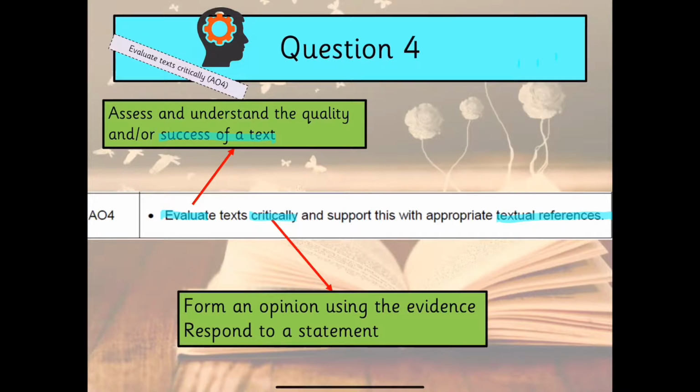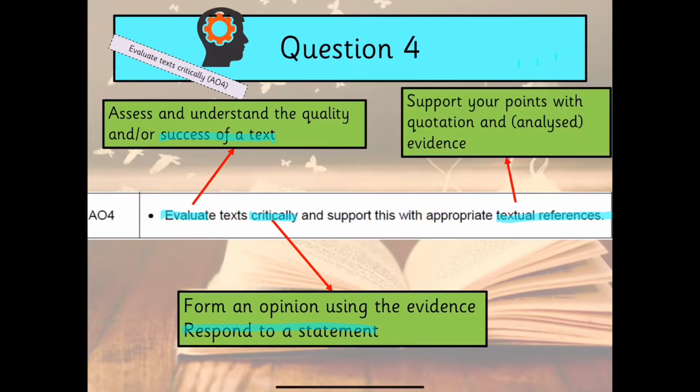And it's all about responding to a statement that you're given. So we'll take a look at an example question in a little bit and you'll be able to see what I mean by that. It's not enough just to say, I agree or disagree, or I think the text is absolutely naff. You need to be able to say why. So using quotation and analysed evidence.